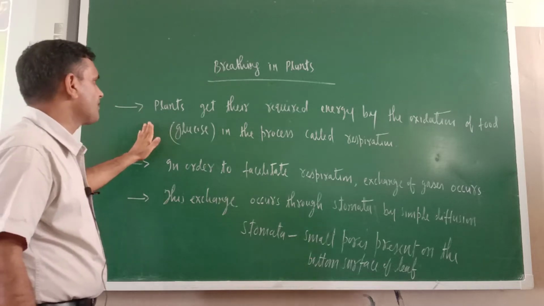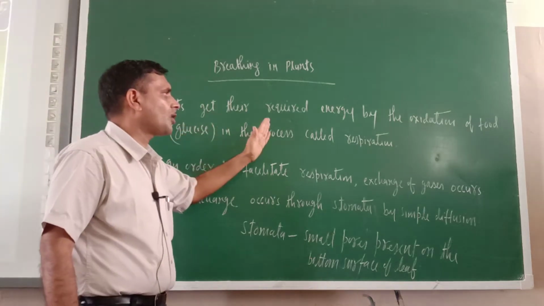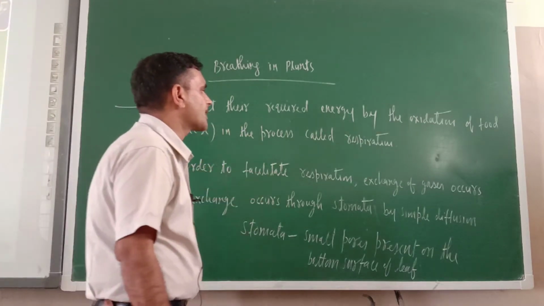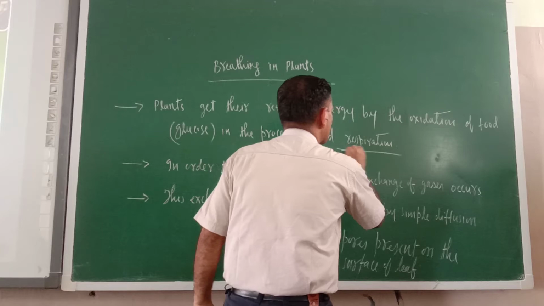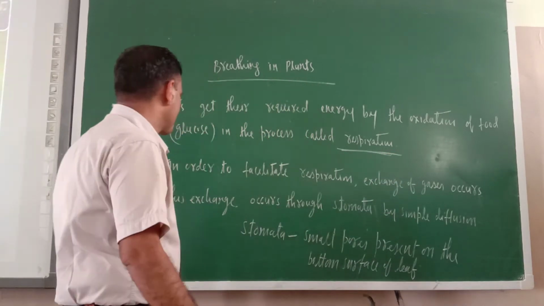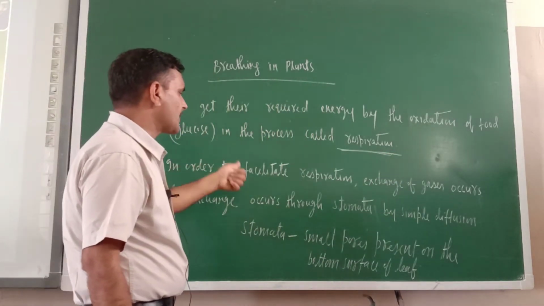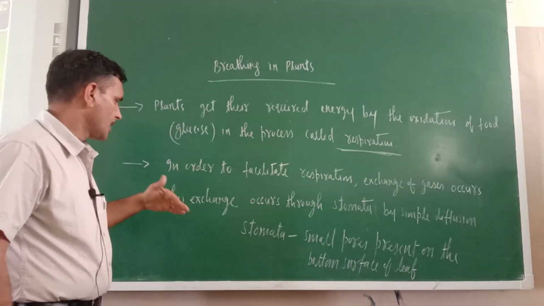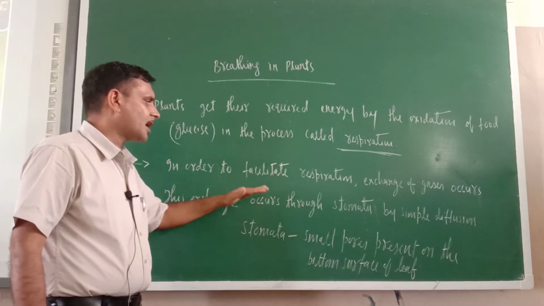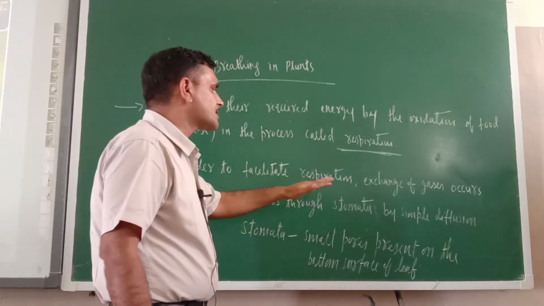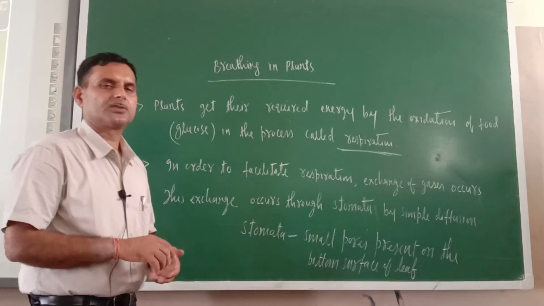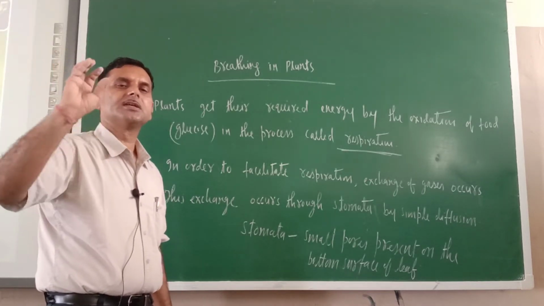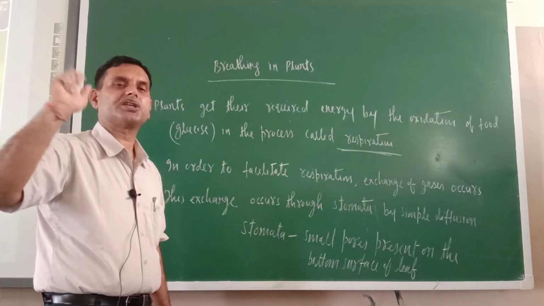Here I summarized some points. Plants get their required energy by the oxidation of food, glucose, in the process called respiration. So they also do respiration as we are doing. Second one is, in order to facilitate the respiration, exchange of gases should occur. This exchange occurs through stomata by the simple diffusion process. So always remember, diffusion is one of the very important processes that helps in the exchange of gases.